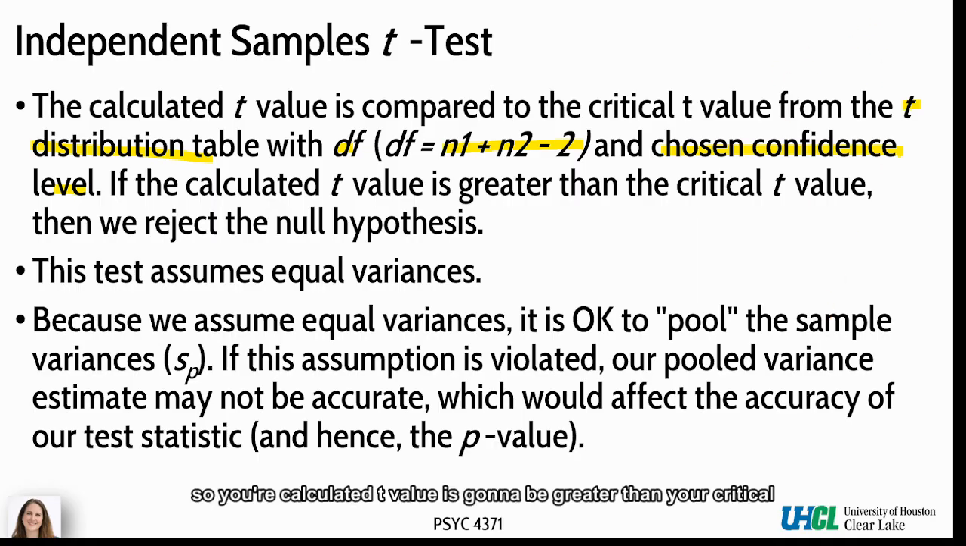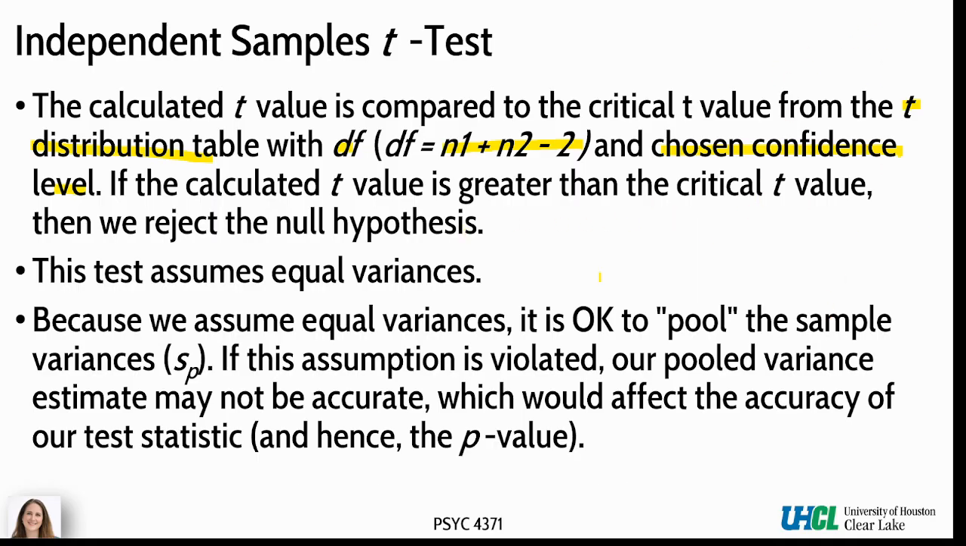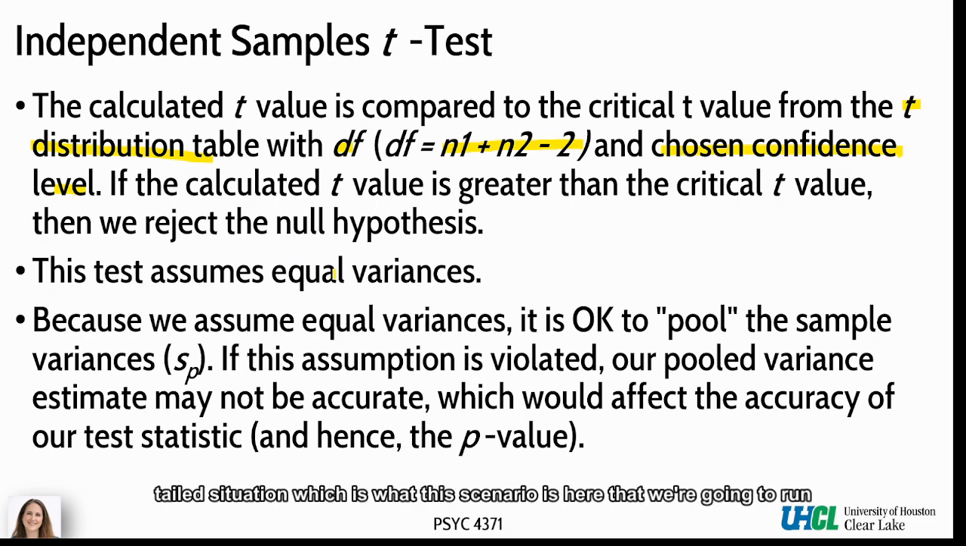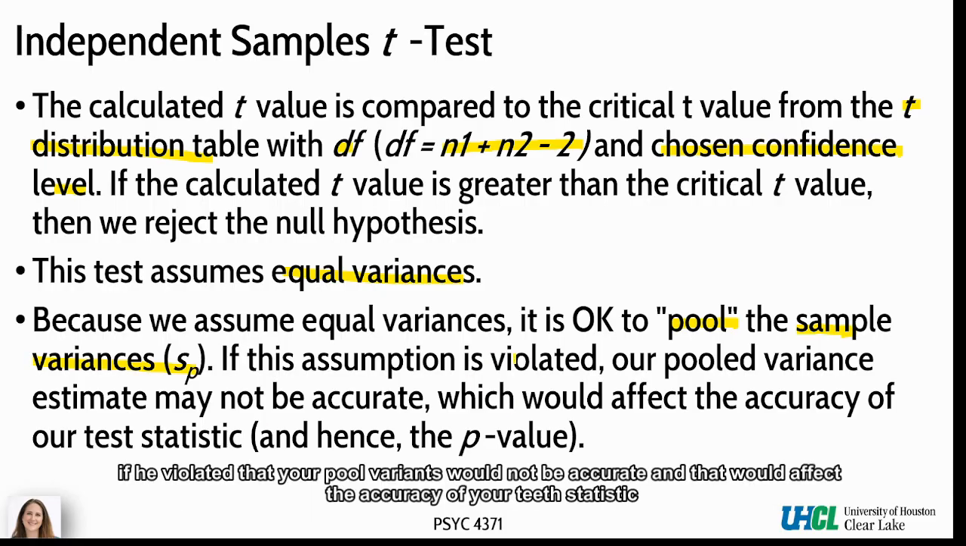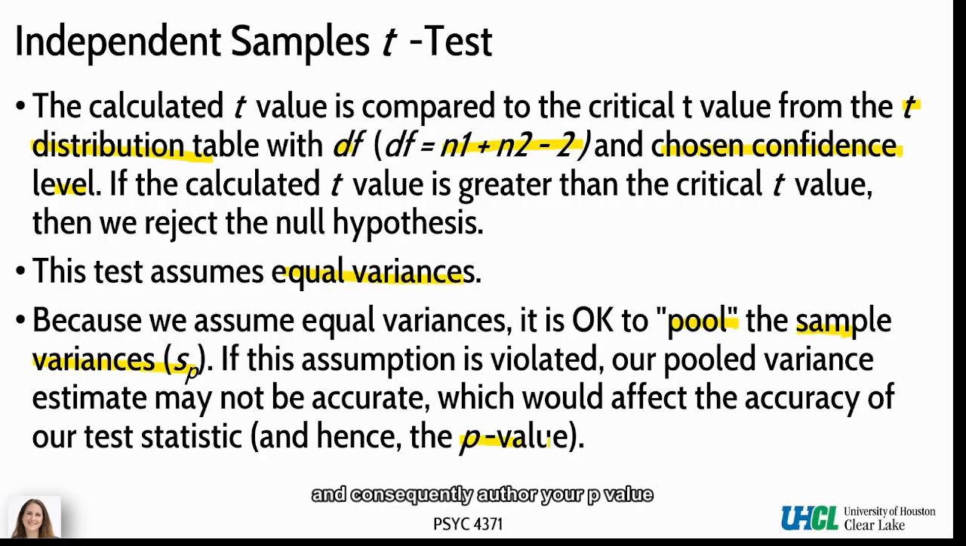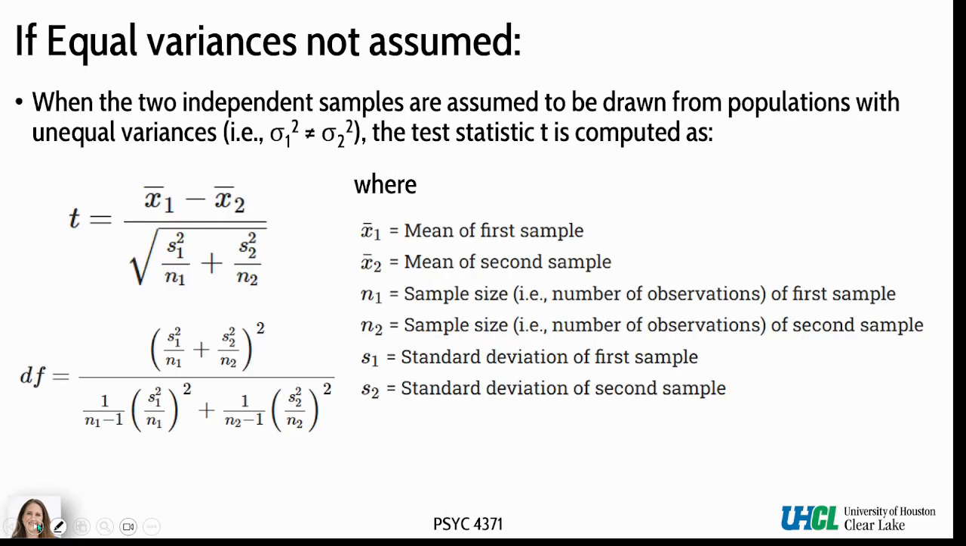So your calculated t-value is going to be greater than your critical. We're going to reject the null hypothesis if it's a one-tailed situation, which is what the scenario is here that we're going to run. We're assuming equal variances, but we're going to check that. And because we assume those equal variances, it is okay to pool that sample variance like we talked about when we calculated this by hand. If you violated that, your pooled variance would not be accurate, and that would affect the accuracy of your t-statistic and consequently also your p-value.